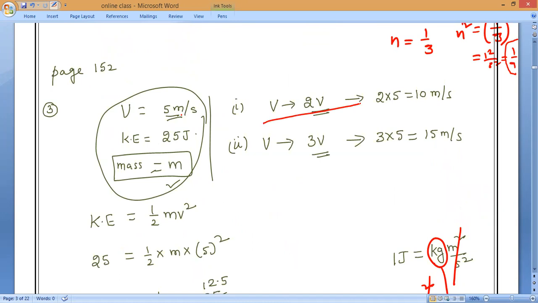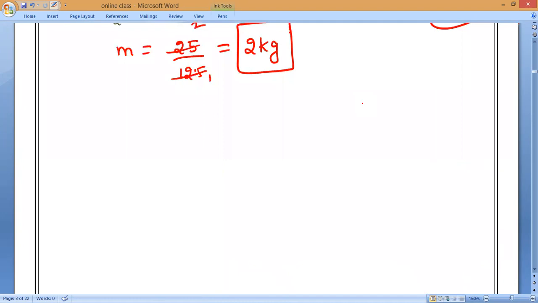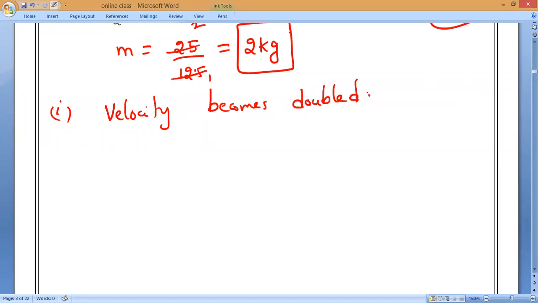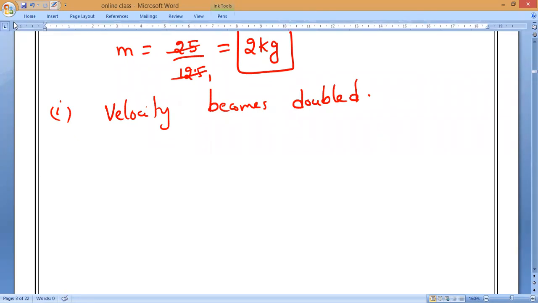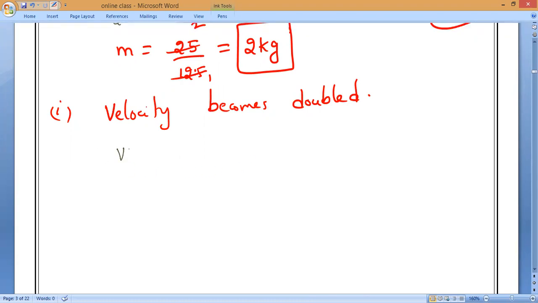Now you apply the first case. What are they saying? Velocity becomes double. So velocity becomes double means what, guys? What do you mean by that? It will increase how many times? 2 times. Understanding? So that is the meaning of it. So V becomes 2V, we all know. So 2 into 5, which is equal to 10 meter per second.